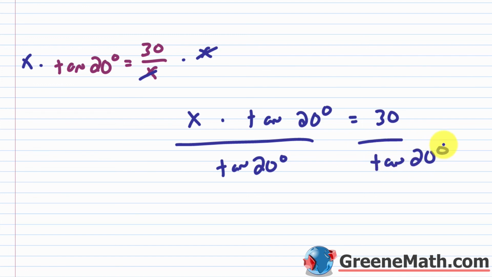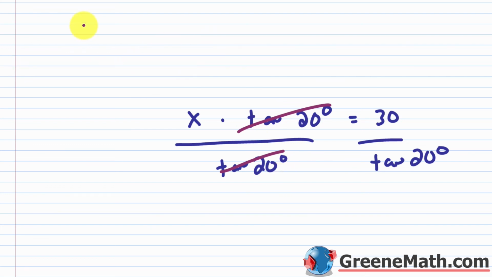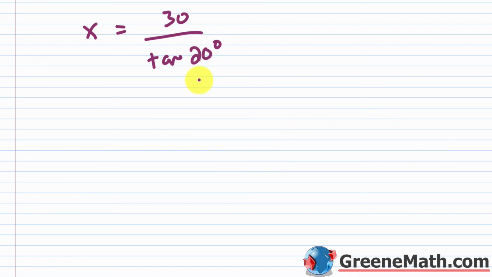So let's write that like that. And then I'm going to cancel this with this. And so let me actually just erase this and write this up here. I'm just going to say that x is equal to 30 over the tangent of 20 degrees. You could punch this into your calculator and you would get about, let's say 82.4 if we round to the nearest tenth. But the problem is if you start rounding things and then you keep rounding things, you're going to end up with some errors. So I'm just going to represent x as this for right now.